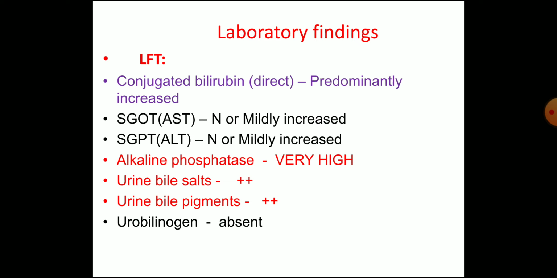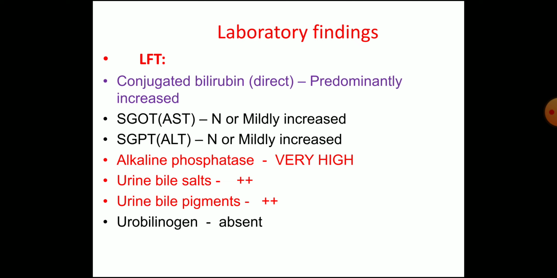Apart from the conjugated hyperbilirubinemia, there will be a very high amount of alkaline phosphatase, because alkaline phosphatase, apart from bone, is also secreted by the biliary canalicular epithelium. So when there is inflammation of the hepatocytes, the canaliculi get narrowed, and then due to the pressure on the epithelial cells, the enzyme will be leaked into the systemic circulation and the level will be very high.